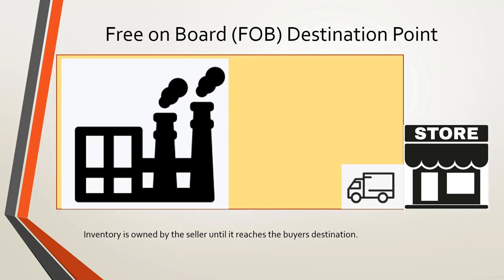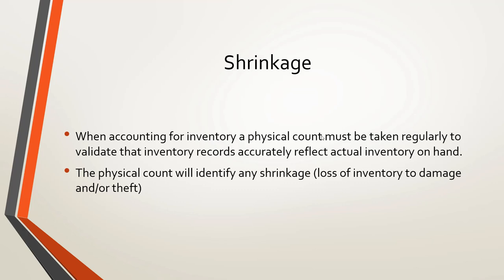Now, the flip side of that, free on board destination point. And so we see that the factory on the left manufactured this, and while the inventory is on the truck until it is reached at the store and unloaded, it is owned by the factory. So that's free on board destination point. And that concludes the discussion about freight. Now we move on to yet another topic known as shrinkage.